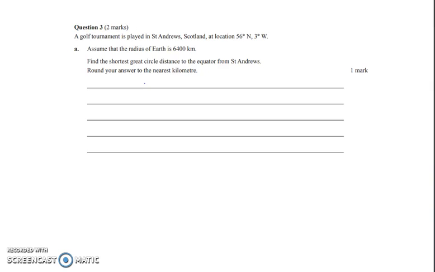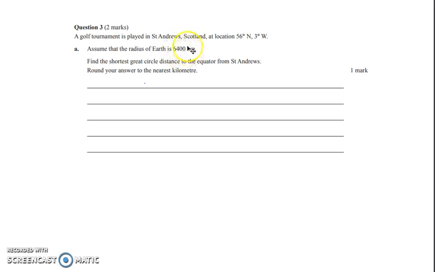Hi there, this is a question from the 2016 Exam 2. It's from the Trigonometry and Geometry section, and it is question 3. A golf tournament is played at St Andrews in Scotland at the location of 56 degrees north and 3 degrees west. Assume the radius of Earth is 6,400 kilometers.